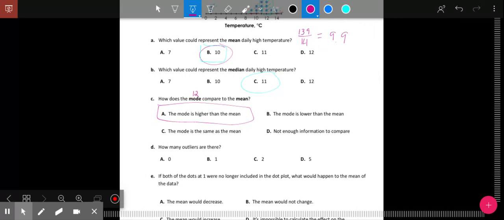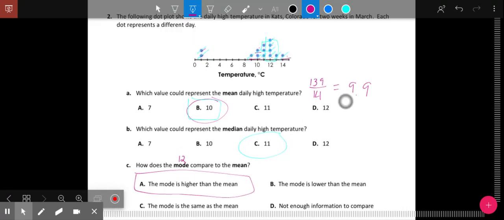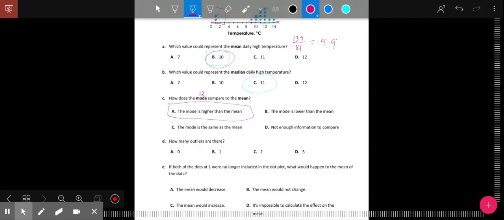Part D says, how many outliers are there? If we look at this, we have 2 dots over 1. Since there are 2 dots over 1, that means we have 2 outliers. Okay, we're looking for where the dots are, and there are 2 dots over 1.